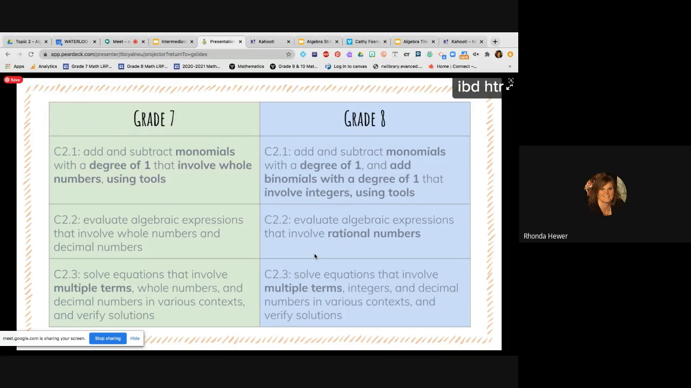But looking at this slide here, you can now see some of those words that we were just playing with, and you can also see how it progresses from grade 7 into grade 8. So in our first expectation in grade 7, we're using monomials, which is one term with a degree of 1, so it's linear, and you're only using whole numbers. But in grade 8, we're also going to be adding binomials, and we're going to be involving integers. So I'm not going to go through each of them, but you can refer back to the slide to see the difference between grade 7 and grade 8.